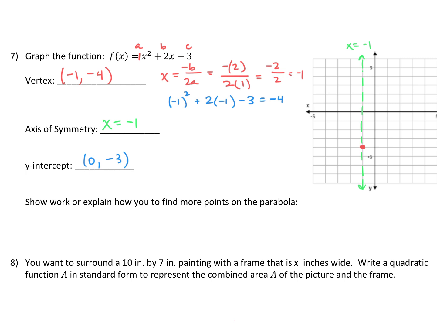All right, so show work or explain how you would find more points on the parabola. So I just need you guys to tell me what the graphing pattern would be. Remember, it's a 1, 3, 5 multiplied by our a value. Because our a value up here is a 1, it's not going to change the 1, 3, 5 pattern. So we will keep that pattern. So from the vertex, I'm going to go up 1 to the right 1, up 3 to the right 1, and up 5 to the right 1. And then I'm going to get the left side of the parabola, up 1 to the left 1, up 3 to the left 1, and up 5 to the left 1.